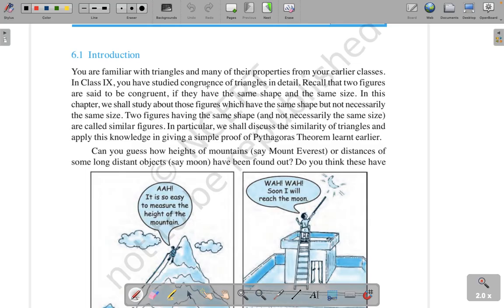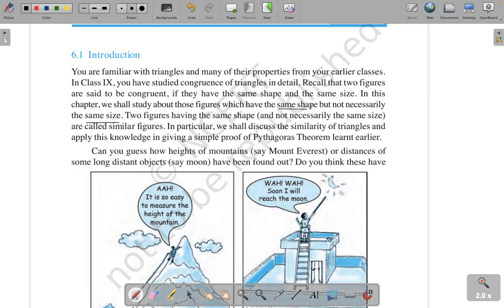We have studied congruence of triangles. Congruence of triangles means two triangles, or say two figures, are exactly the same, right? So that is what we mean by congruence in terms of their shape, size, anything. Two figures are said to be congruent if they have the same shape and the same size. Now in this chapter we shall study those figures which have the same shape but not necessarily the same size. Same shape. So there are two things, shape and size.